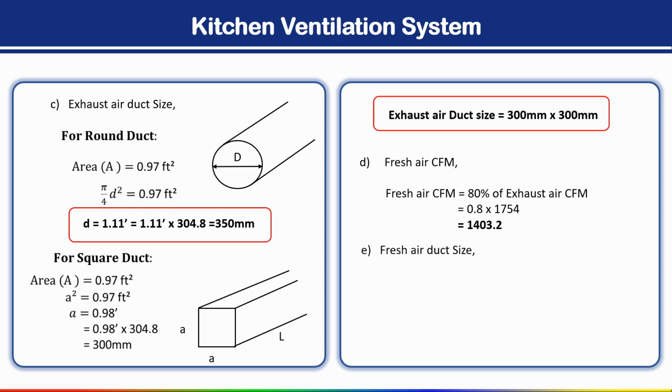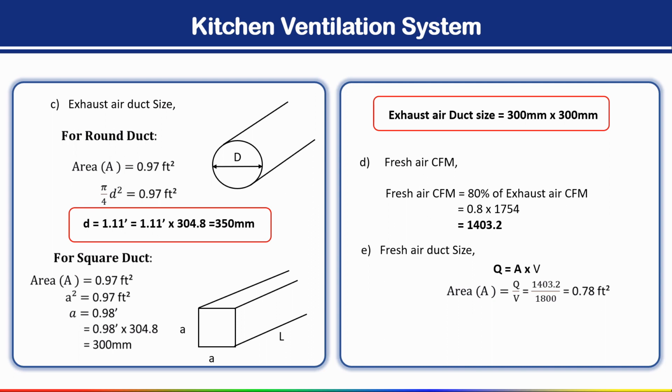Now if you want to find the duct size for fresh air, here we use the same formula, the continuity equation, Q is equal to AV. The velocity we have to maintain is the same, I have told you, 1800. Recommended velocity is 1800 fpm. And the Q value we have already calculated, 1403.2, divided by 1800. So finally we get the area 0.78 square feet.